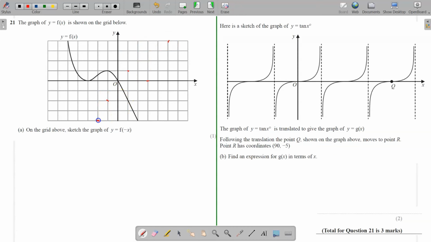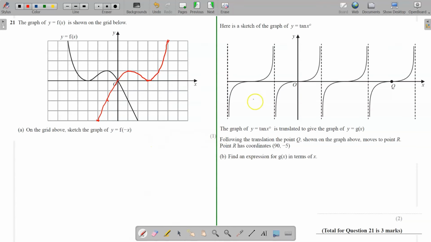Let's see if we can do that with this tablet. It's a bit more tricky than it is with pen and paper, but it will go up there, it will peak about there, come down to about here, and then it will disappear off up towards that point there.